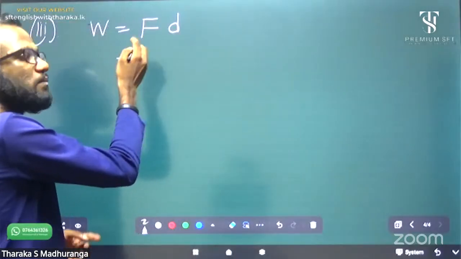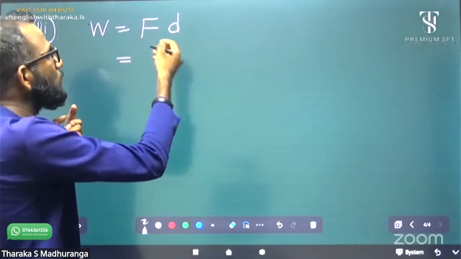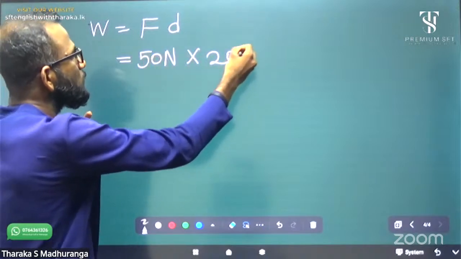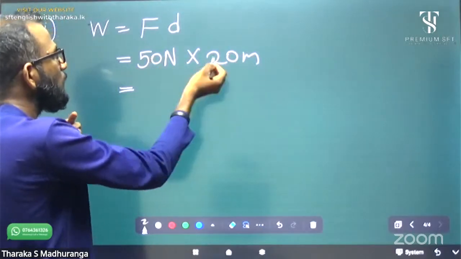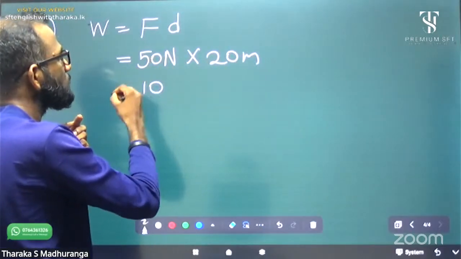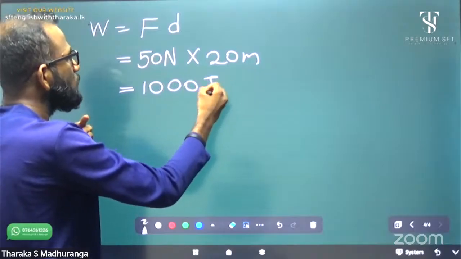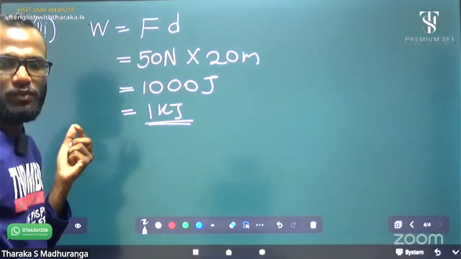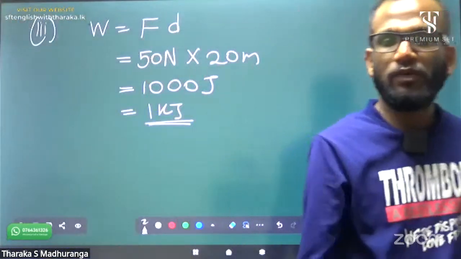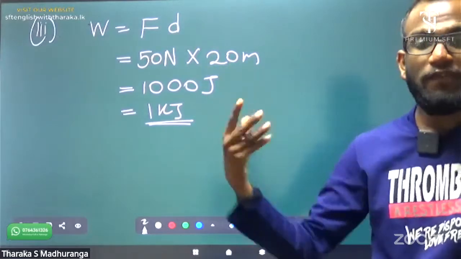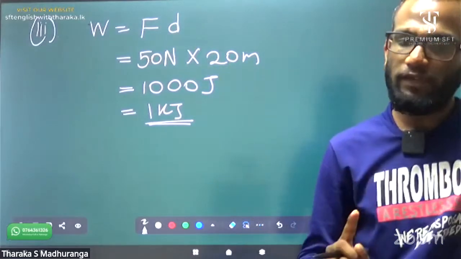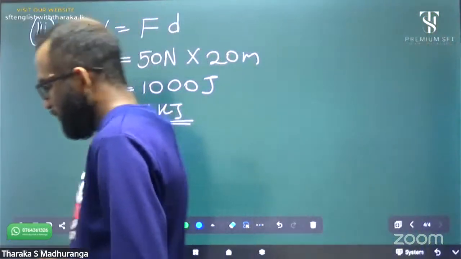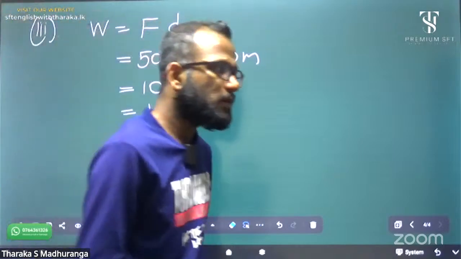Okay, F, the applied force already found in the previous part, was 50 Newton. And the displacement is 20 meters. Very simple. 50 into 20, it is 1000 joules, that means 1 kilojoule. 1 kilojoule or 1000 joule, because work is a measure of energy. I think you can remember its unit is always joule or kilojoule, right? Answer: 1 kilojoule. Very simple.